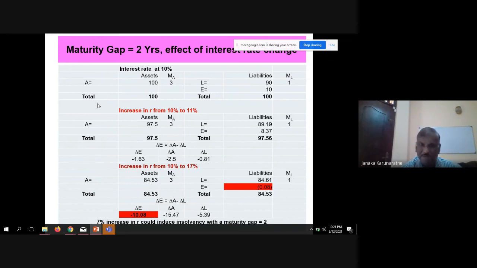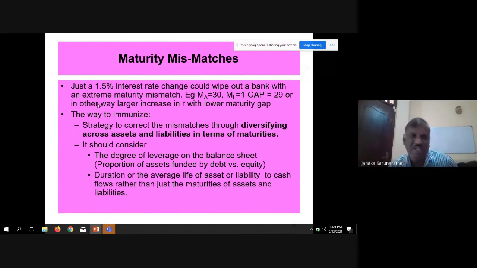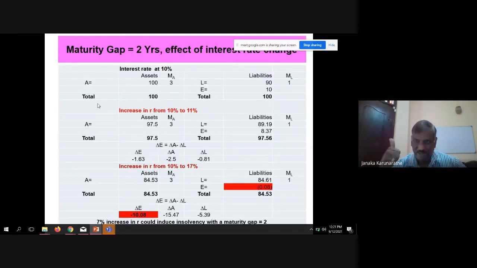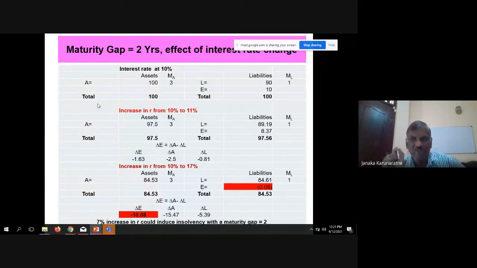Now, we are talking about two things, maturity gap and the interest rate. Which one can you control? Or both? Only maturity we can control. Interest rate is beyond our control. You cannot control interest rate. It is a market determined variable. That is why we call it interest rate risk. Interest rate, foreign exchange, equity prices, commodity prices, you don't have any control. They are market determined variables. You can only control your maturity.